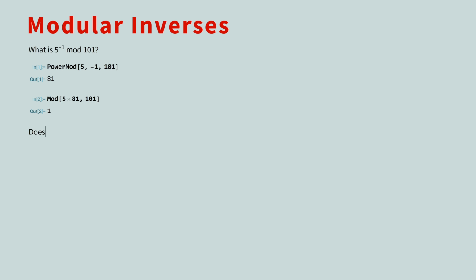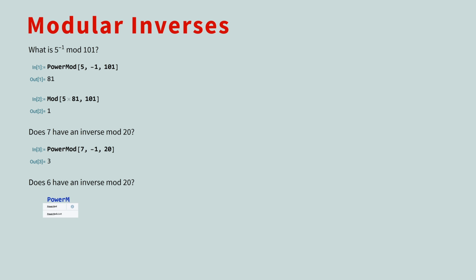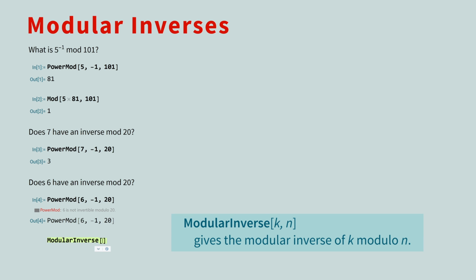This is not the case with a composite modulus. For example, does 7 have an inverse mod 20? It does, 3. But what about 6? No, it doesn't have an inverse, since it's not relatively prime to 20. Mathematica also has a ModularInverse function for those times when you simply can't be bothered to type in 3 arguments to the PowerMod function. Just enter the number and the modulus, and if an inverse exists, you'll get it.